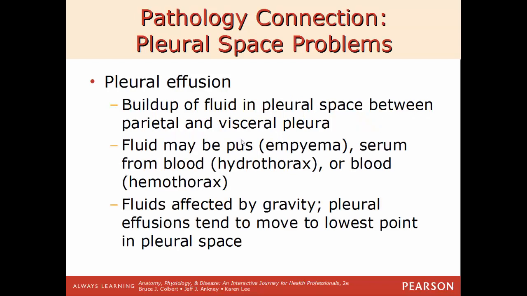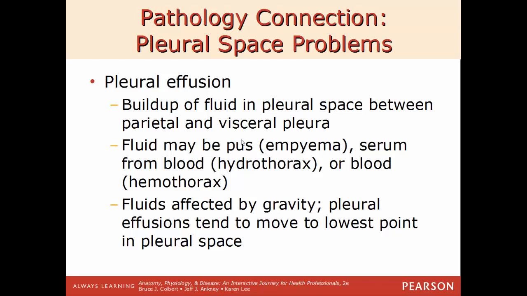Next one, pleural effusion. This is a buildup of fluid in the pleural space in between the visceral and parietal pleura. Now, the fluid may be pus, or it could be serum, or it could be blood. And each of those will have a different term associated with them, such as if it's filling up with pus, that'd be empyema. If it's serum from the blood, that'd be a hydrothorax. Or if it's blood, it'd be a hemothorax.